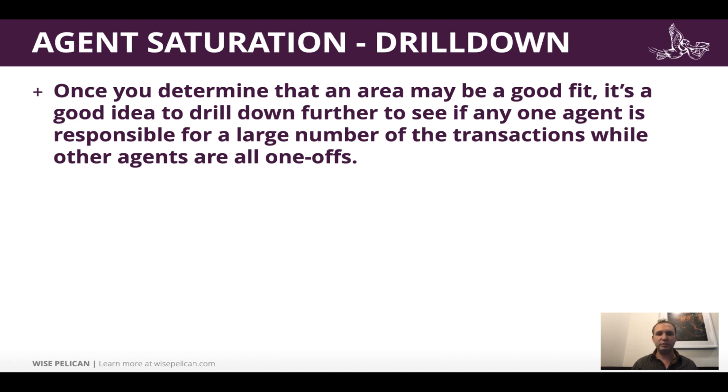So once you determine that an area might be a good fit, right? You might see, okay, this area has a realtor saturation rate of just under 2 or something. You still want to drill down just a little bit further to make sure that the data isn't lying to you, right? So what I mean by that is if 50 homes sold in the neighborhood, and 40 of those were done by one-off agents, but 10 of those were done by a specific agent, there's a really good chance that that specific agent is probably in there mailing this area a bunch, right? Because generally, one of the top ways to get these listing leads is through direct mail, obviously.